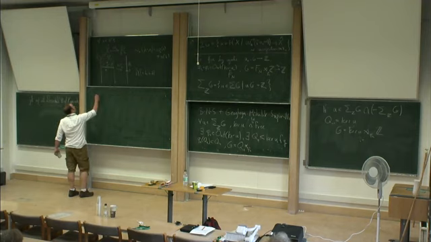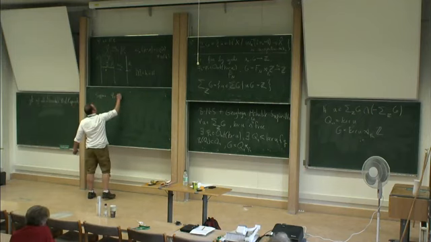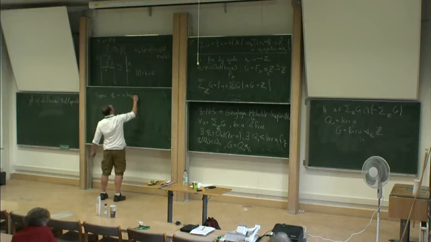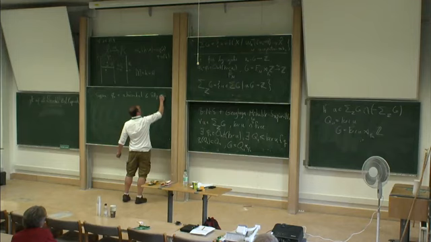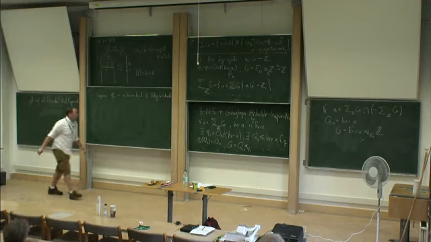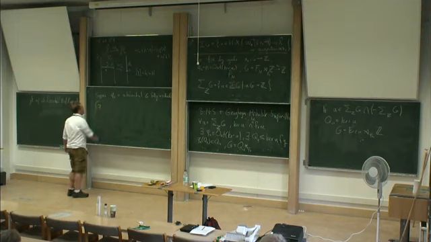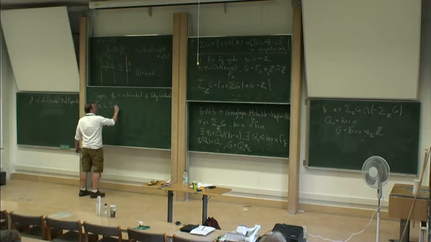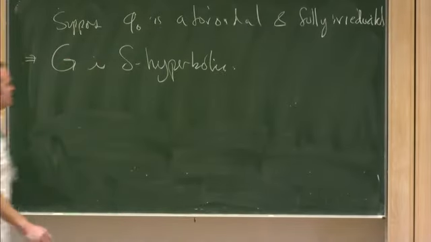Suppose phi naught is atoroidal and fully irreducible. So atoroidal means, according to a theorem of Brinkmann, so Yael mentioned this in her talk, that G is delta hyperbolic. So that's the atoroidal assumption.